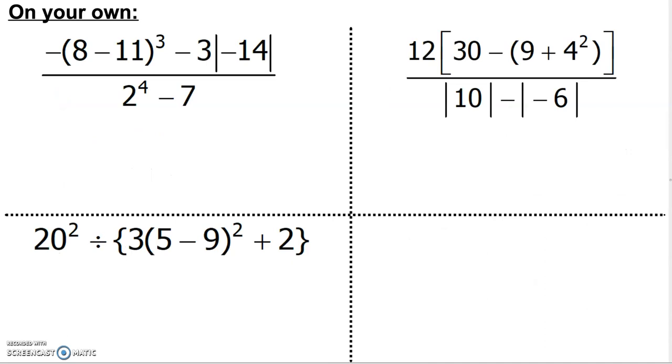Next are the set of on your own problems. I want you guys to attempt these before class. Notice in each one of these the groupings that we have, and these vertical bars for those absolute values.